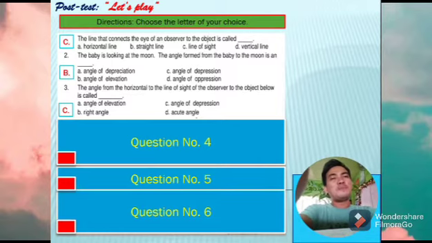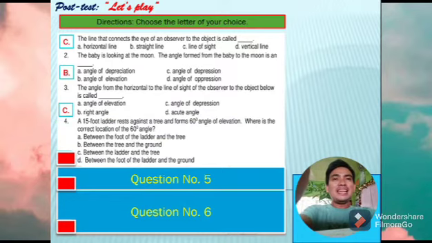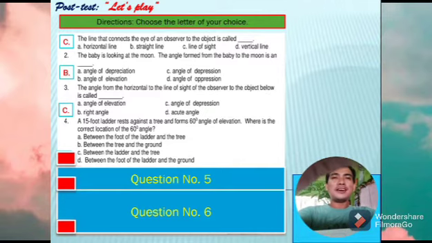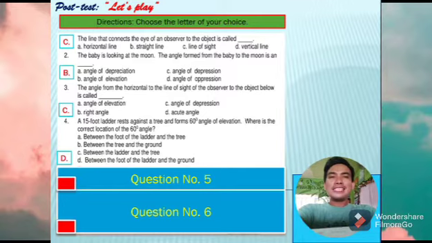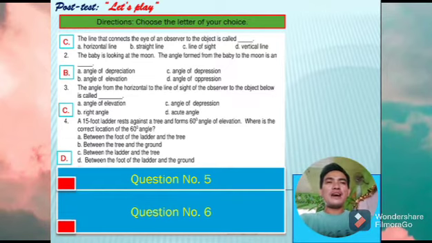Let's proceed to question number 4. A 15-foot ladder rests against a tree and forms 60 degrees angle of elevation. Where is the correct location of the 60 degrees angle? Go. And the correct answer is, that is between the foot of the ladder and the ground. Okay? Next up, we have number 5.